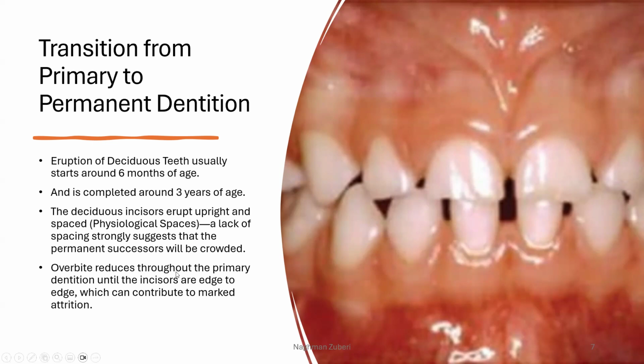Overbite reduces throughout the primary dentition until the incisors are edge to edge, which we can see over here, which can contribute to marked attrition. And we can see that they are attritioned as well.